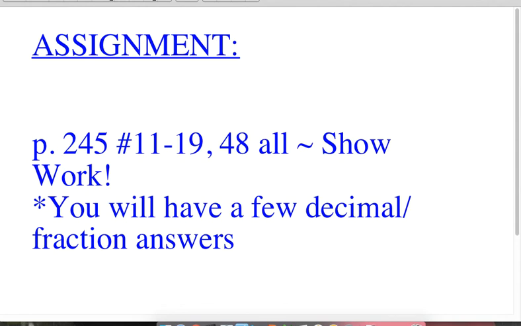This is the assignment we'll be doing during class. Notice it asks you to show your steps or show your work. And it also gives you a heads up that you will have a few decimal or fraction answers. So no worries there if you get some crazy wackadoo answers. It doesn't mean you're necessarily wrong. It just means some of our answers are not going to be nice whole numbers, all right?